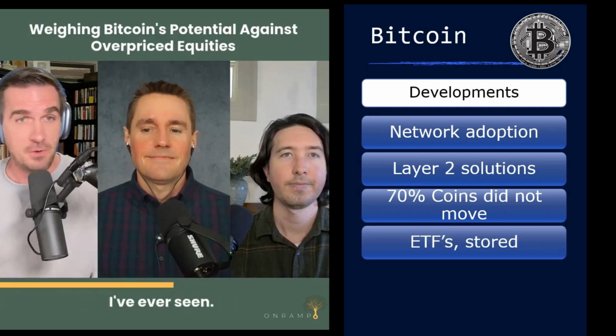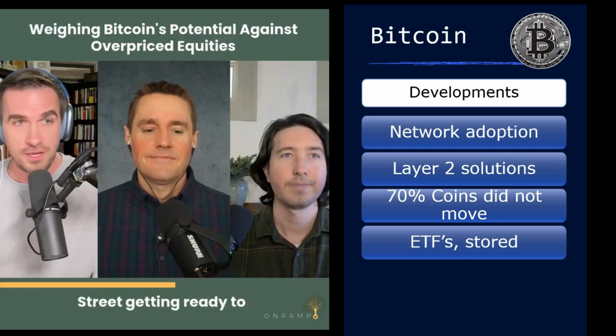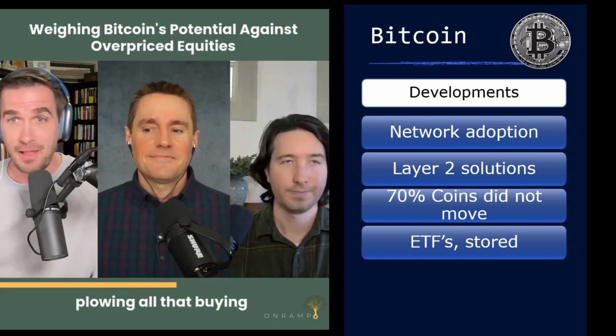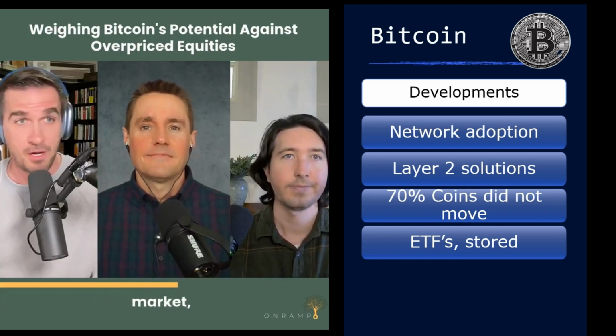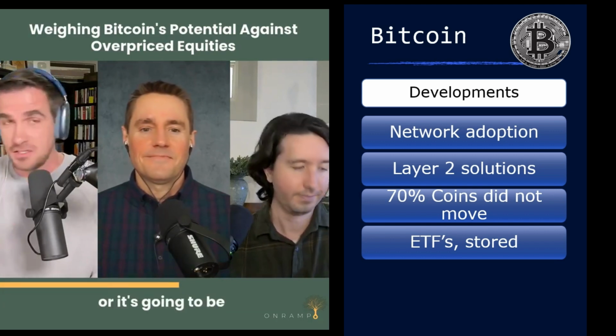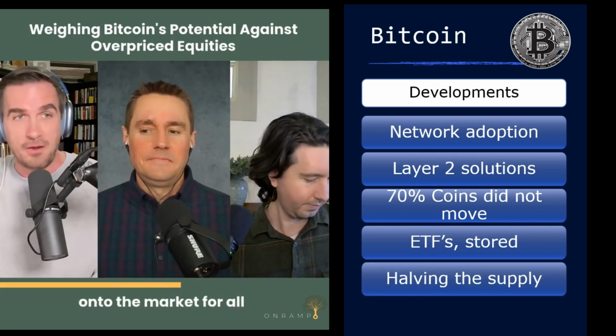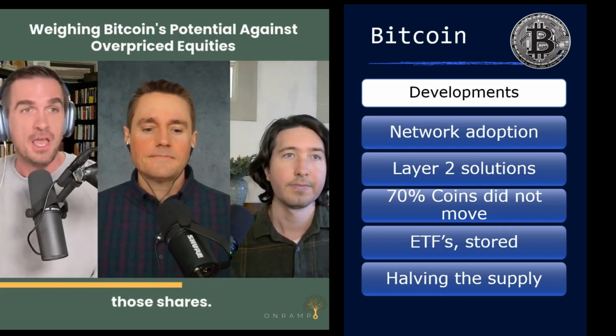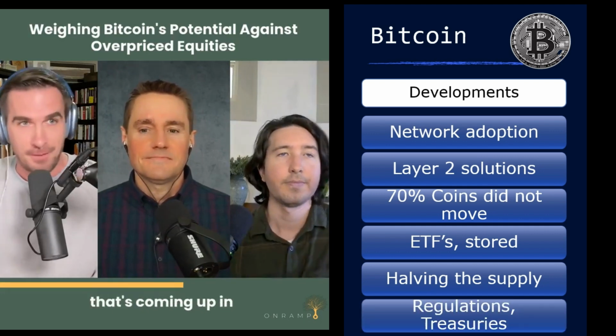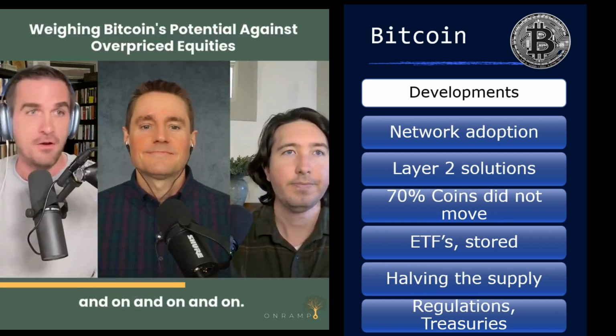That's the highest ratio I've ever seen. You got all of Wall Street getting ready to buy an ETF and start plowing all that buying power into the spot market, and it's going to be self-custodied, or it's going to be stored and not put back onto the market for all the people that own those shares. And the list goes on and on and on. You got a halving event that's coming up in April.